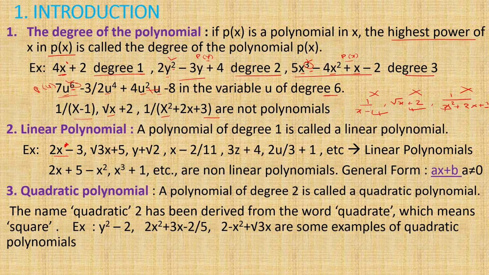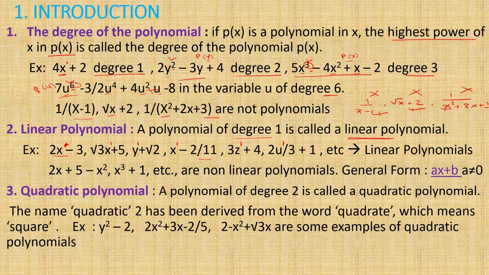And here also, root 3x plus 5, only one x is there, power is 1. Here y plus root 2, one y is there, power is 1. X minus 2 by 11, one x is there, power is 1. 3z plus 4, one z is there, power is 1. 2u by 3 plus 1, one u is there, power is 1. So all these polynomials have highest power 1, that means the degree is 1. If the degree is 1, then that polynomial is called a linear polynomial.